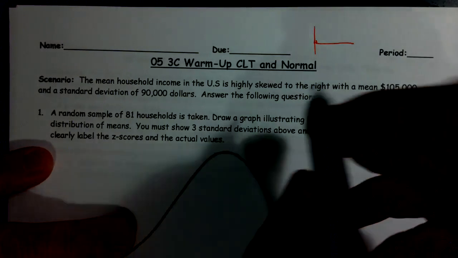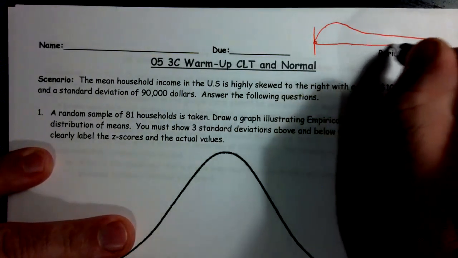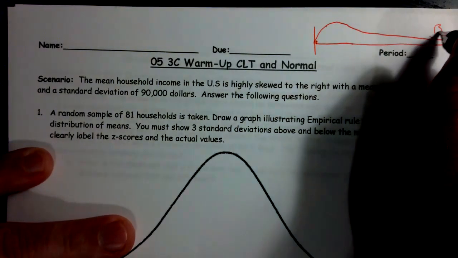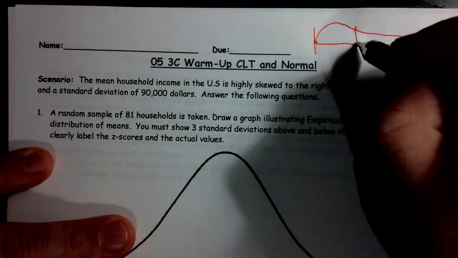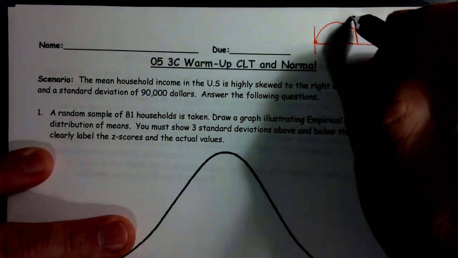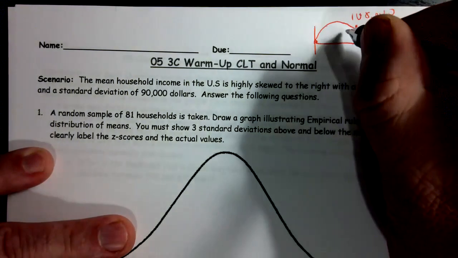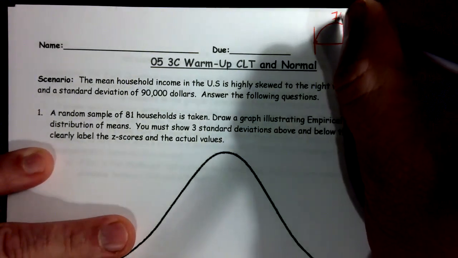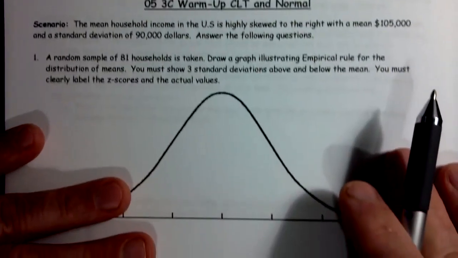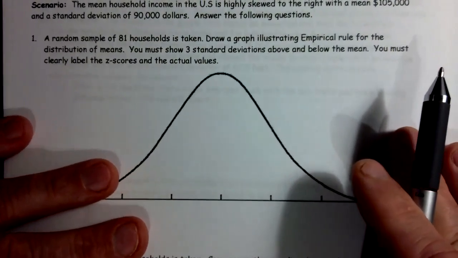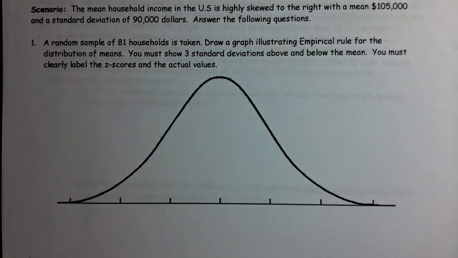$0, and some people make billions, not many, but some. So that skews it out to the right. And we're going to say that the mean is $105,000. And actually, the median is about $76,000. So you can see that it's definitely stretched to the right. So we have a mean of 105 and a standard deviation of $90,000.